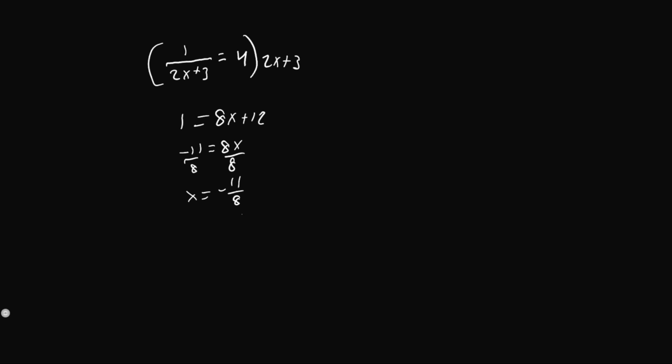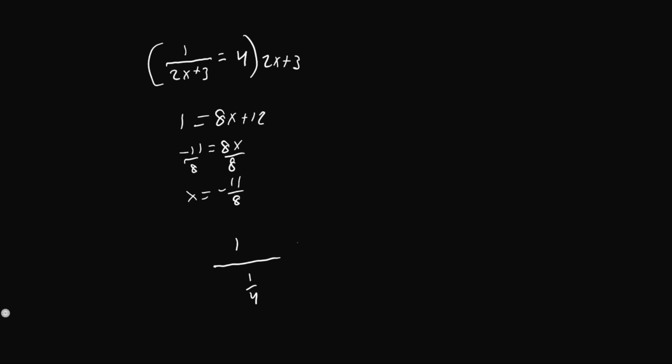And we want to verify this, so we will plug x in to the rational equation, giving us 1 divided by 2 times negative 11 over 8 plus 3. This will give us negative 11 over 4 plus 3, where if we make 3 into a fraction with a denominator of 4, we will get 12 over 4, and we get that it is equal to 1/4. So we write 1/4 down at the bottom.